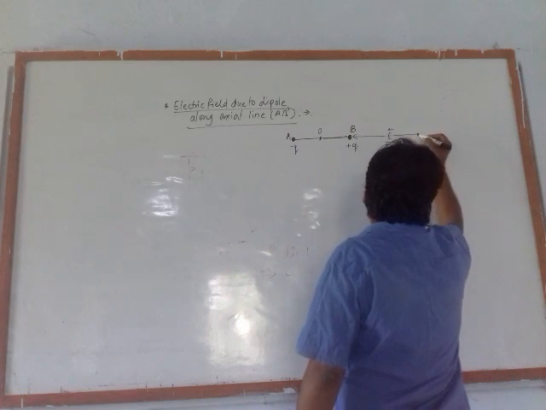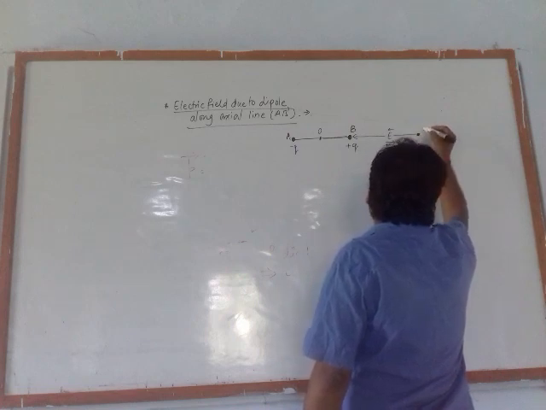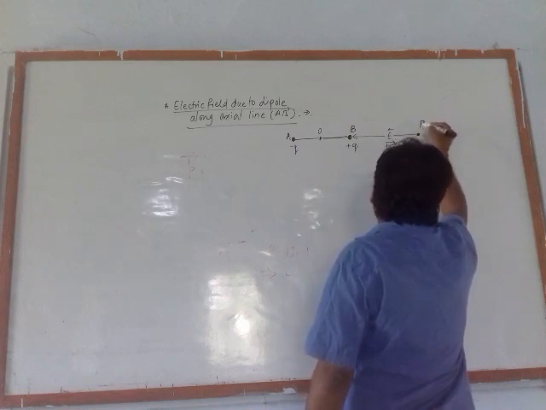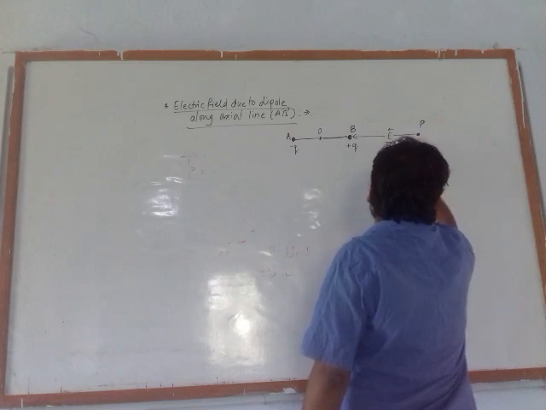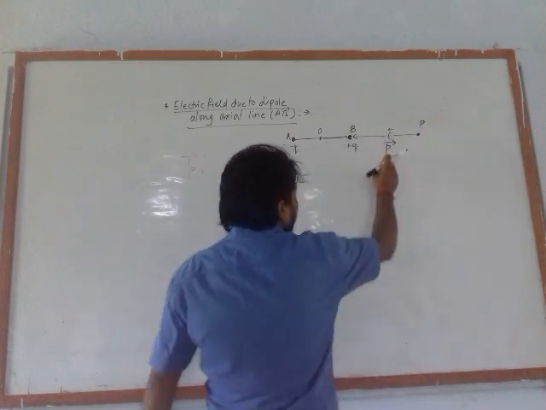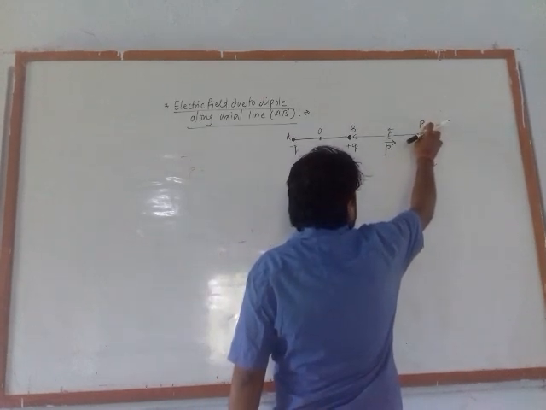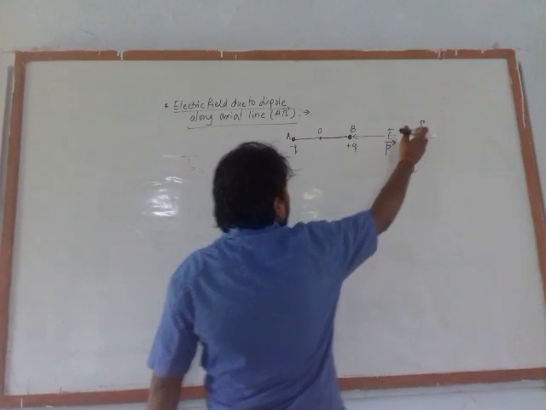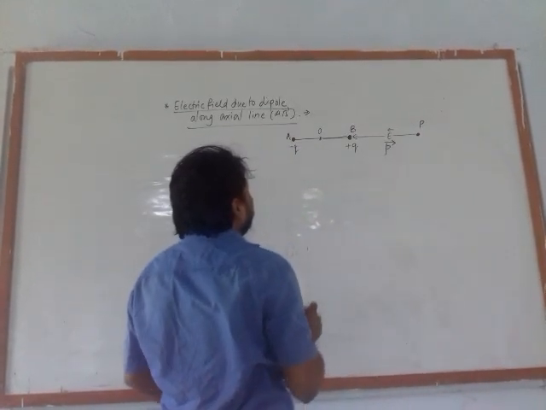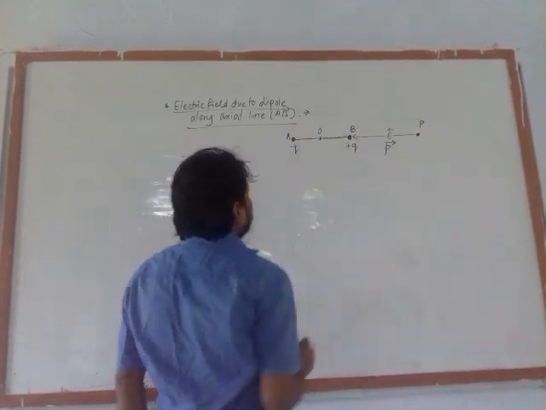Suppose this is a point P. You should not confuse this with the dipole moment, which is also written as P, but I have written a small p there, and this is a point P. I have written a capital P here. So P is the point where we need to find the electric field due to this electric dipole.